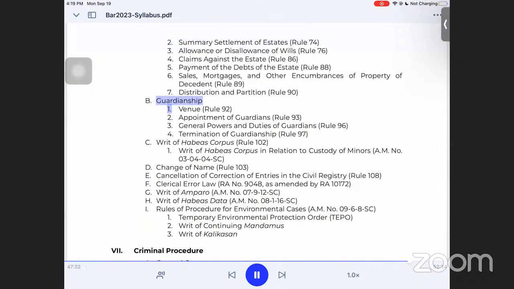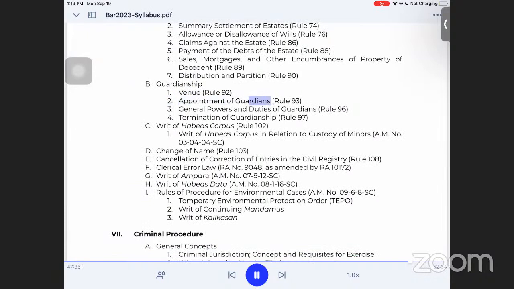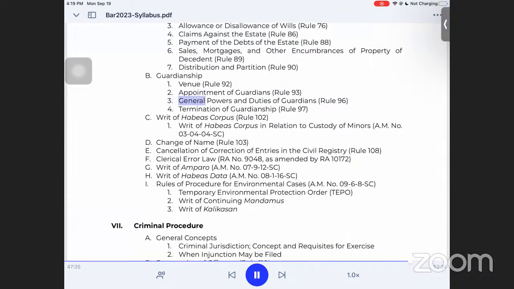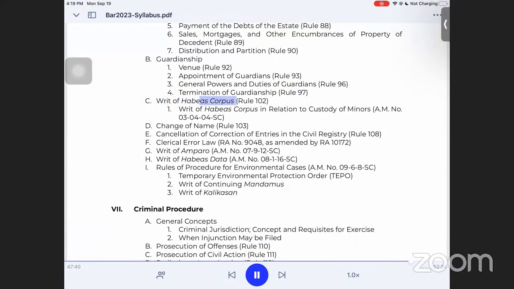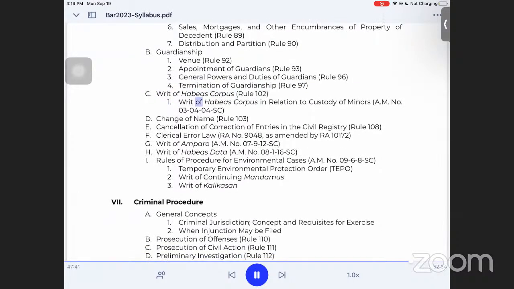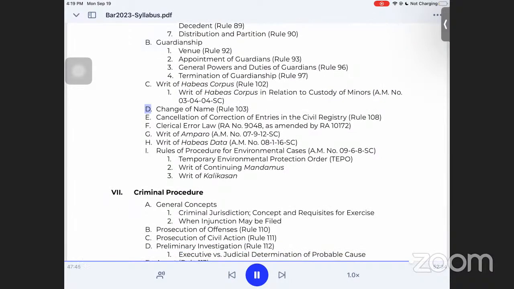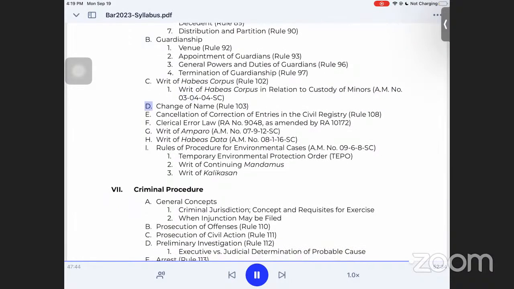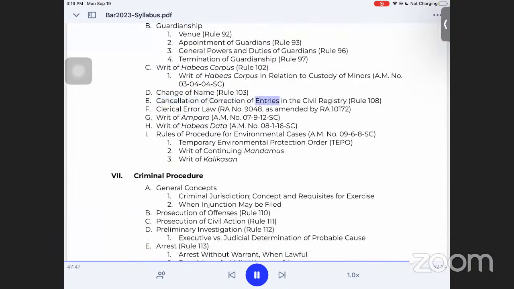B. Guardianship. 1. Venue, Rule 92. 2. Appointment of guardians, Rule 93. 3. General powers and duties of guardians, Rule 96. 4. Termination of guardianship, Rule 97. C. Writ of habeas corpus, Rule 102. 1. Writ of habeas corpus in relation to custody of minors, AM No. 03-04-04-SC. D. Change of name, Rule 103. E. Cancellation or correction of entries in the Civil Registry, Rule 108.